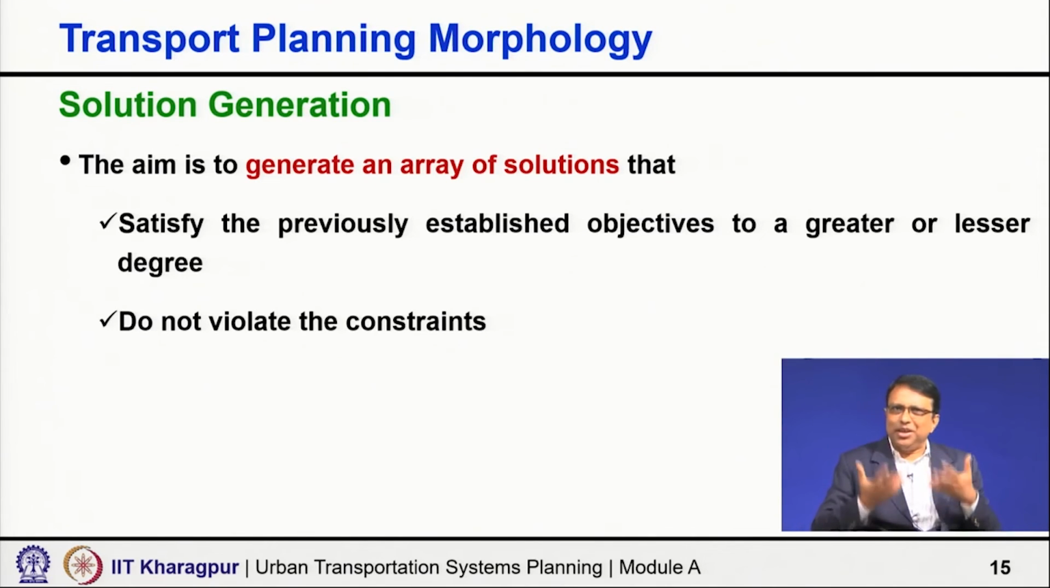You simply generate an array of solutions. So, what is an array of solutions? It satisfies the previously established objective to a greater or lesser extent, and importantly does not violate any constraints. So, if it violates a constraint, then it is not a solution, right. So, we are trying to generate solutions which to a greater or lesser extent try to satisfy the system objective and which do not violate the constraints.